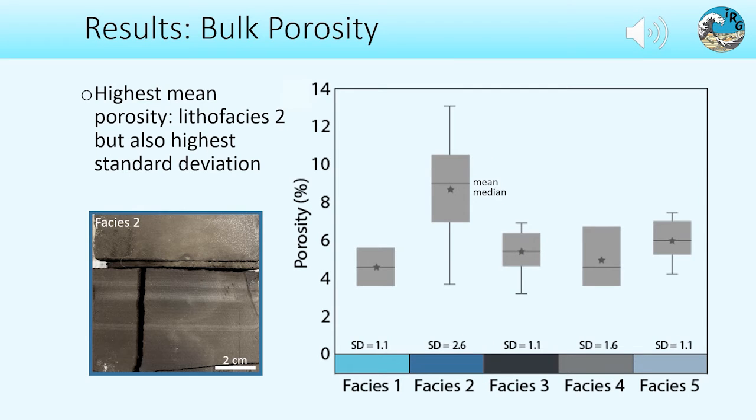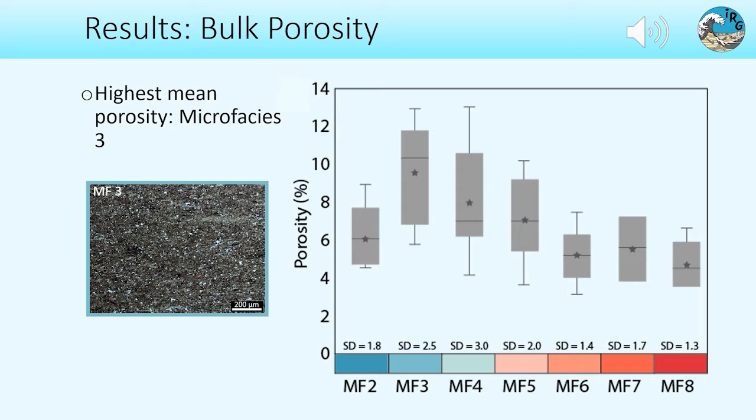Looking instead at porosity split up per lithofacies, lithofacies 2, which is siliceous mudstone with carbonate beds and laminae, has the highest mean porosity but also the highest standard deviation. And finally, looking at these results grouped by microfacies, microfacies 3 has the highest mean porosity, but many of the microfacies display a high standard deviation of porosities.